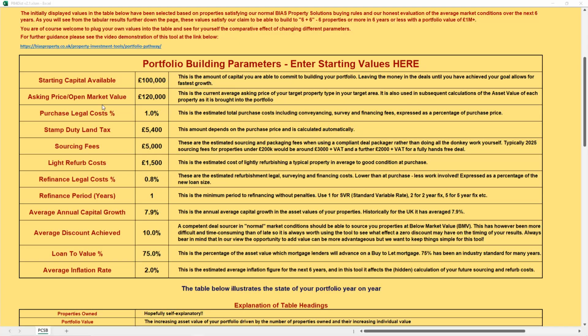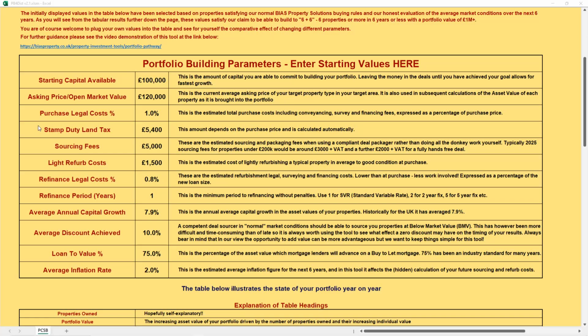Purchase legal costs, we've put this in at 1%. It does vary, it depends again where you are in the country, but generally speaking they work out to be a percentage of the purchase price. Stamp duty, land tax, there are ways of avoiding this, but it's out of the scope of this tool, and we calculate that for you automatically. Values used in this version of the tool are those in force from April 2025.